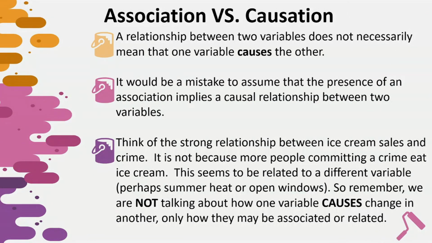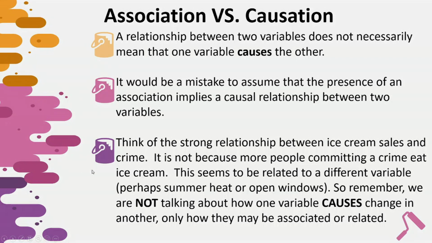Very, very important, and you're going to hear it more than once, I'm sad to say: association versus causation. Association is not causation. I'm going to go ahead and read this, so just read along with me. A relationship between two variables does not necessarily mean that one variable causes the other. So association does not mean causation. It would be a mistake to assume that the presence of an association implies a causal relationship between two variables.